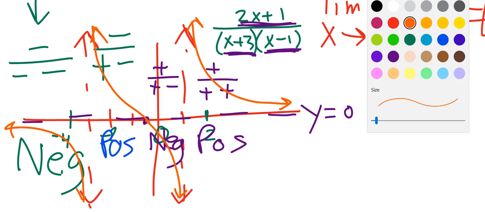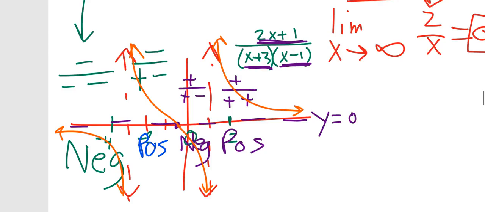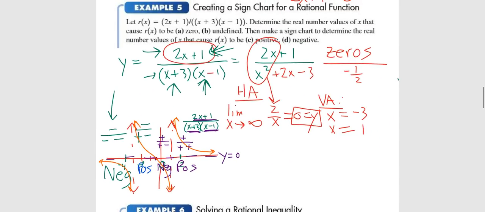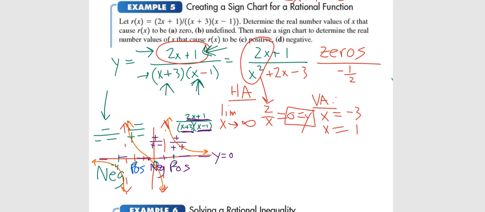I bet we can answer the question. The question was, when is it 0? Well, we kind of already answered that, right? We said negative 1/2. Part B, when is it undefined? We also said that, right? X equals negative 3, x equals 1.